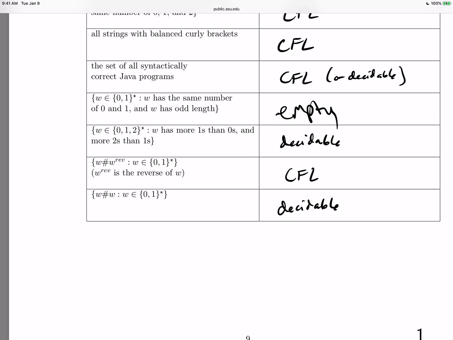And we can definitely show that's decidable because what you do is you mark a character on the front, a character on the end, the next character, and zigzag your way across. Any questions about any of these? Yeah.